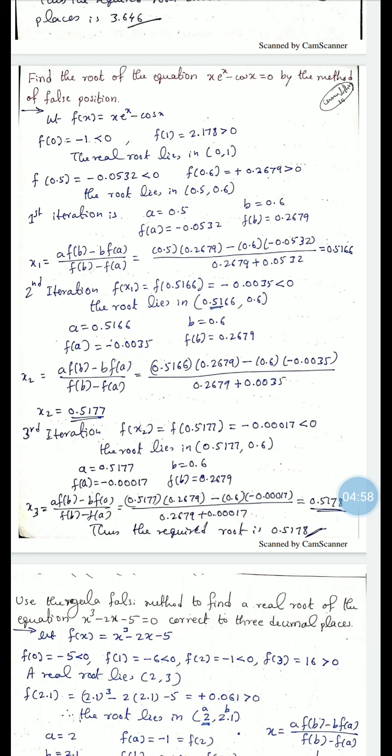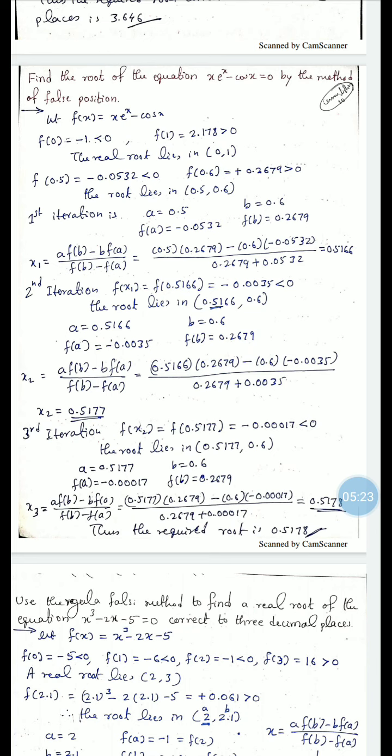Put x equal to 0.6, that is 0.2679. Therefore negative root is 0.5, positive root is 0.6. Therefore the root lies between 0.5 and 0.6. If we take 0 and 1, we get the answer, but it will take more iterations. If you take 0.5 and 0.6, we take fewer iterations.